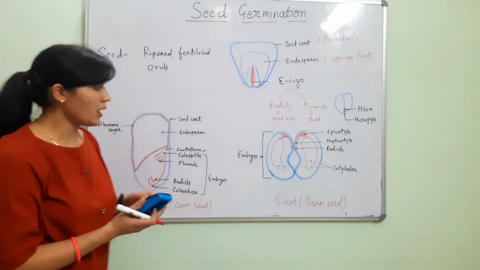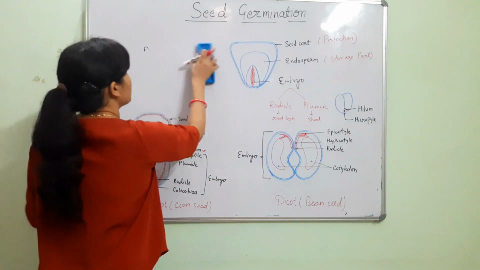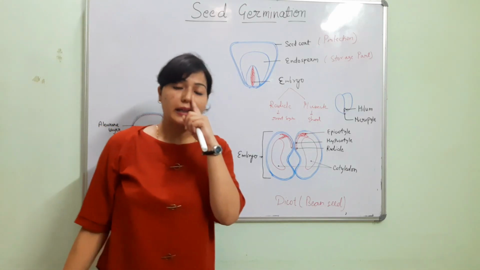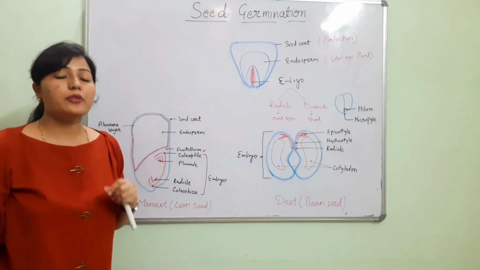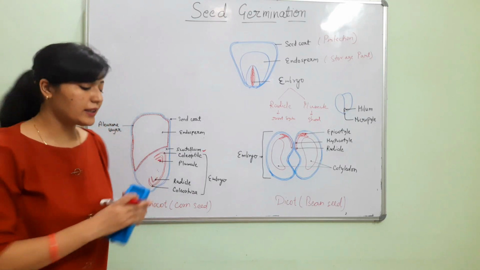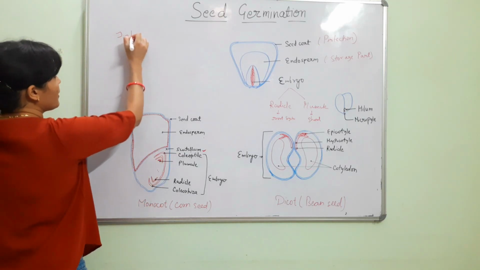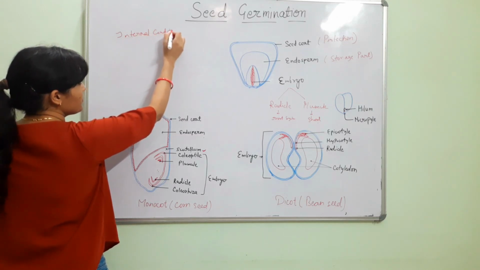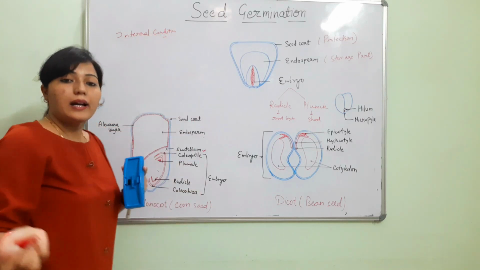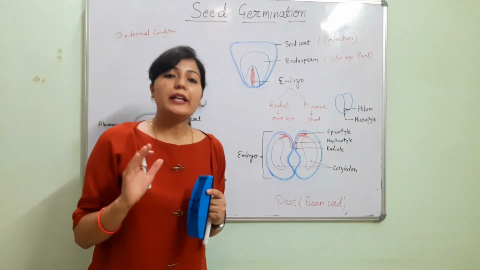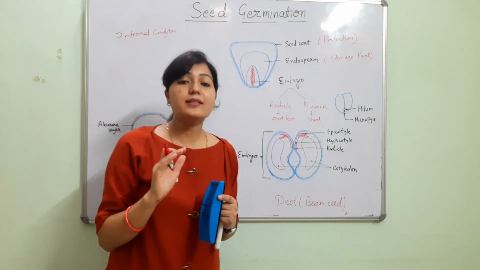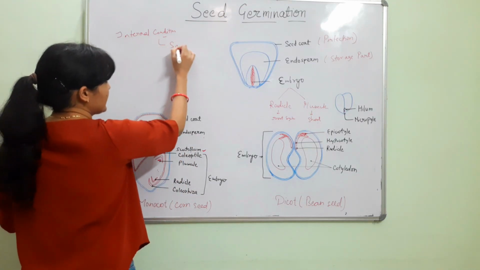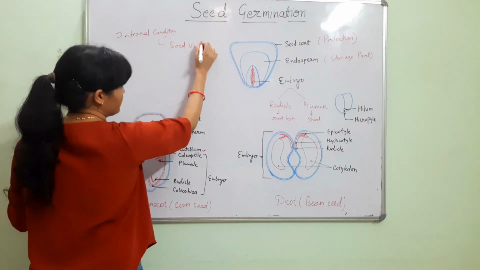Now next are the conditions required for seed germination. The conditions which are very important for seed germination are internal conditions, or I can say the foremost condition for seed germination, that is seed viability.